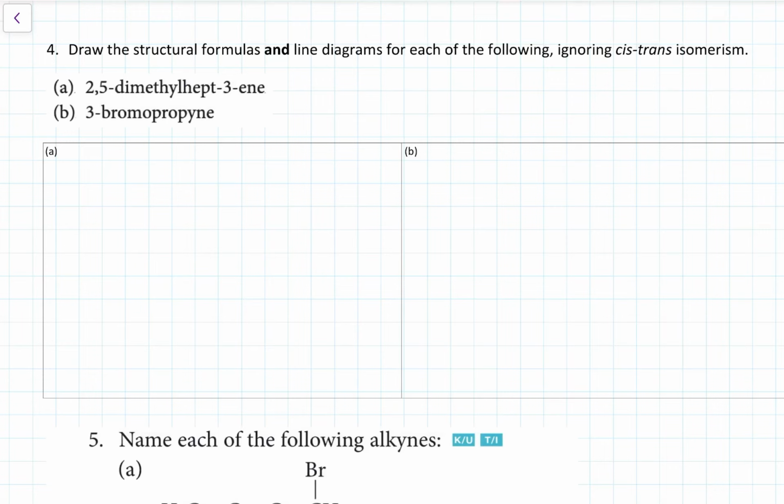Alright, question 4 for SRAM Academy. Here we go. So we're drawing full structural and line diagrams. So let's do some practice with that.